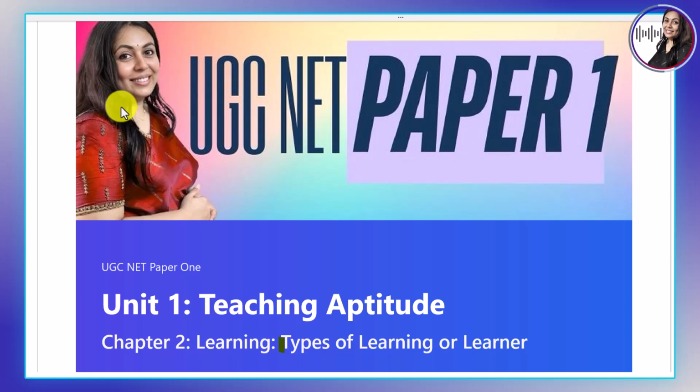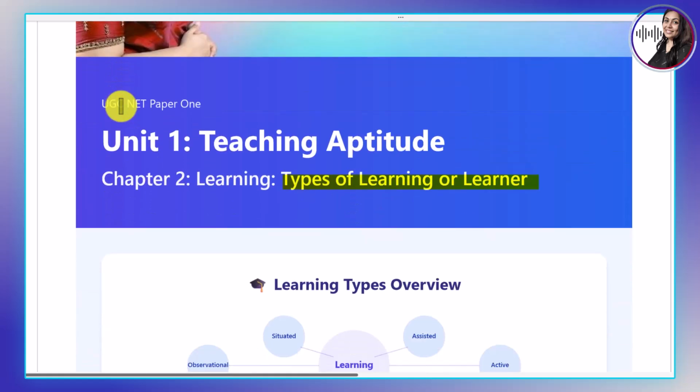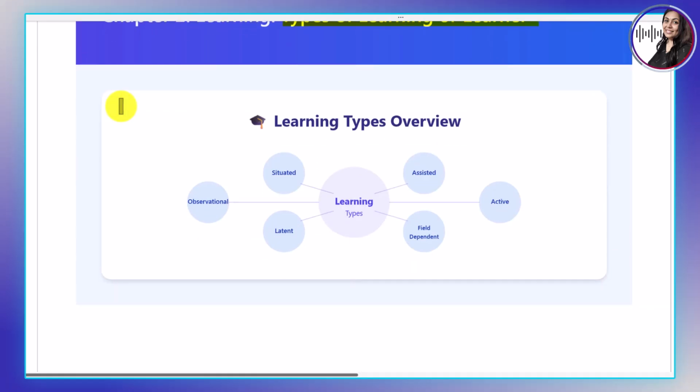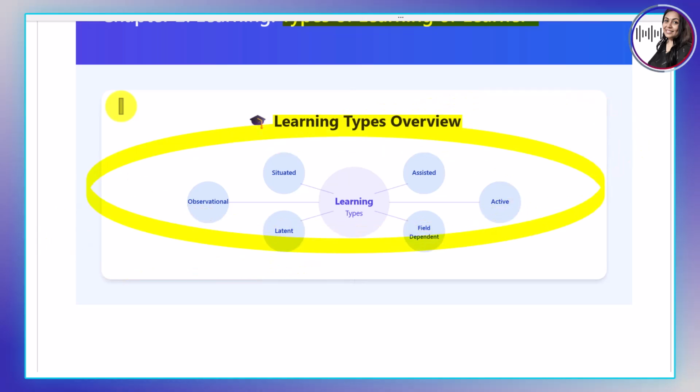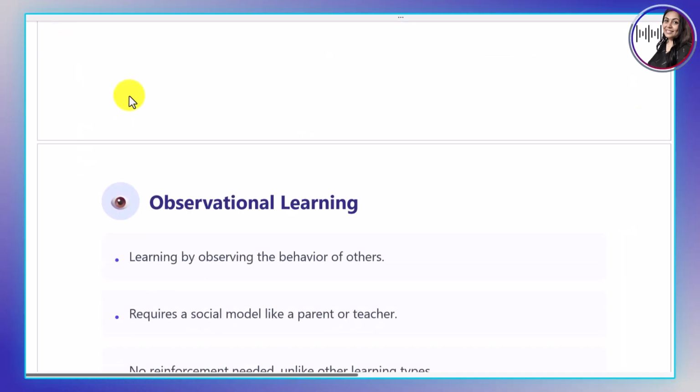Let us now move ahead and understand the different types of learning or learners, which explain how individuals acquire knowledge and skills through varied methods. These learning types are frequently tested in Paper 1, so understanding their characteristics and distinctions is extremely important.